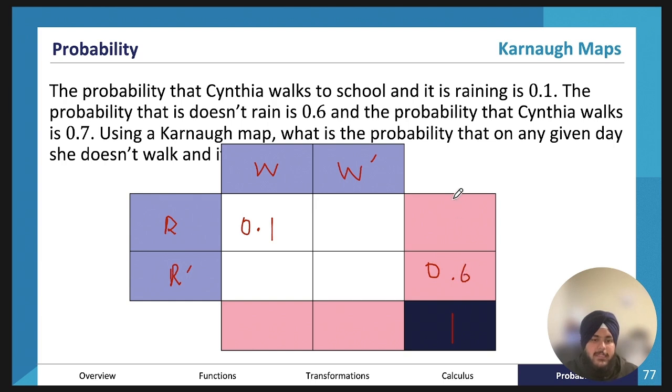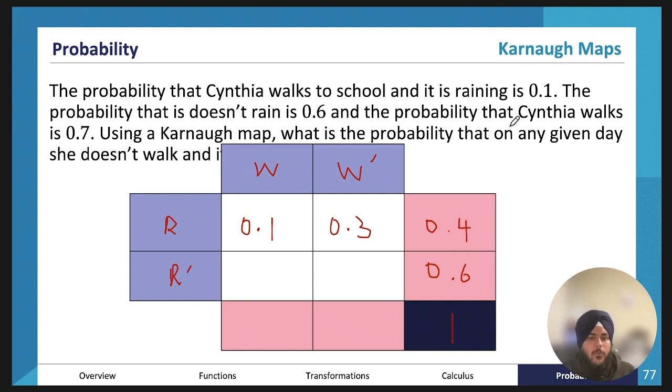So essentially, these two gaps should add up to give you 1. So therefore, this is 0.6. So therefore, this must be 0.4. And this should add up to give you 0.4. So therefore, this must be 0.3. So that's how the Karnaugh map is so useful. We can use information that we're already being given to easily find other pieces of information that we might need.